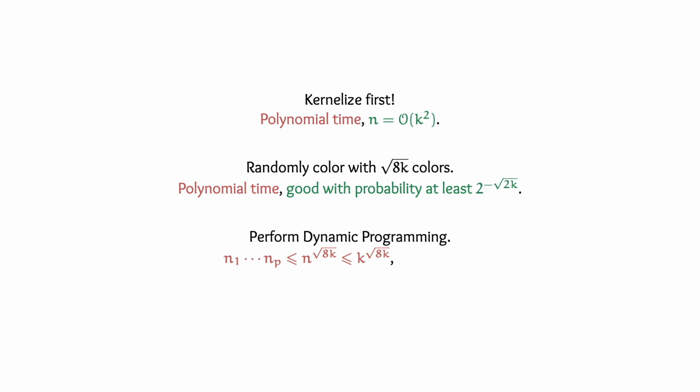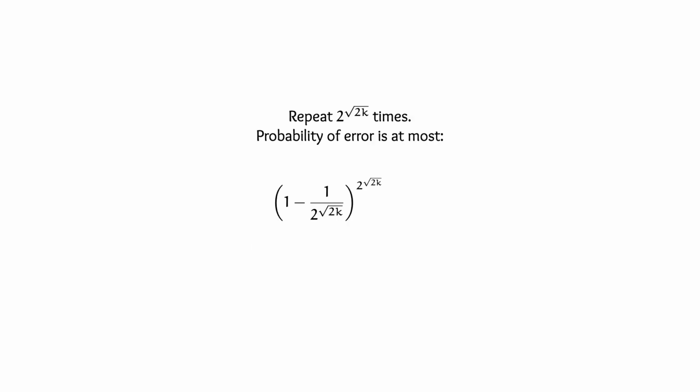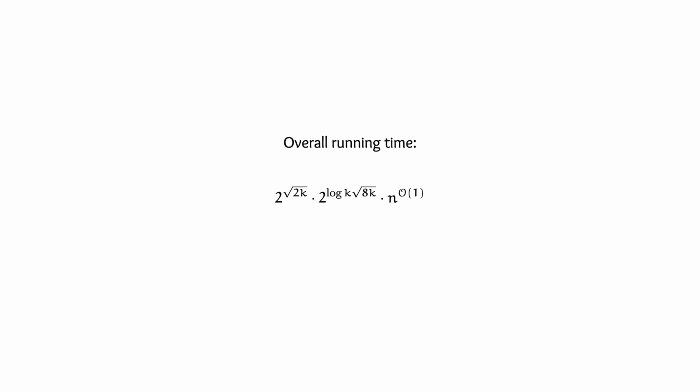So it's k to the order root k, or in other words, you could think of it as some constant to the root k log k. At this point, we could say that we are done. Of course, we do our traditional exercise of boosting so that we ensure a constant error probability. Notice that if you were to repeat this experiment 2 to the square root of 2k times, then your error probability is going to be at most 1 over e. So with that boosting in place, this is going to be the overall running time of your algorithm.